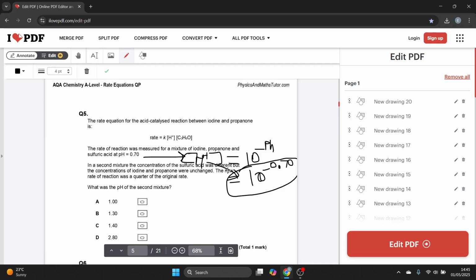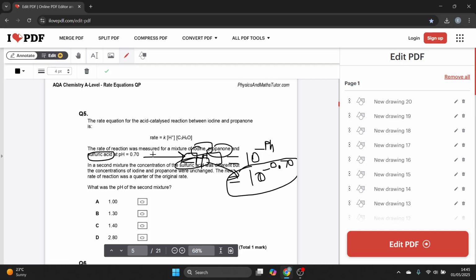In the second mixture, the concentration of sulfuric acid was different, but the concentration of iodine. So let's read it again. The rate of reaction was measured for a mixture of iodine, propanone, and sulfuric acid. In the second mixture, the concentration of sulfuric acid was different. So this was different, but the concentration of iodine and propanone were the same, unchanged. The new rate of reaction was a quarter of the original rate.